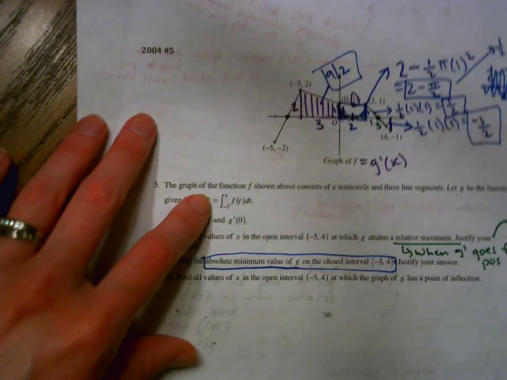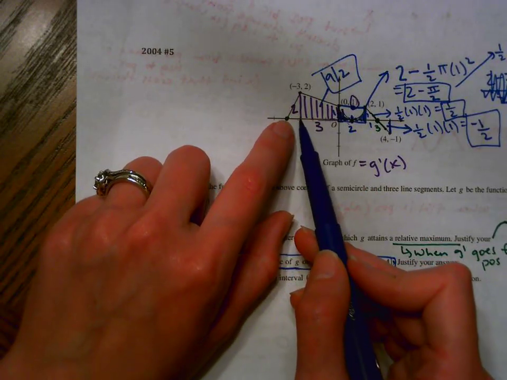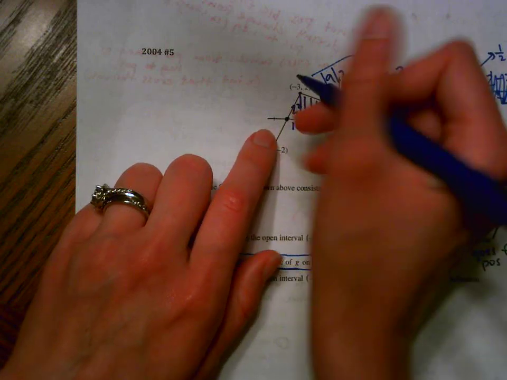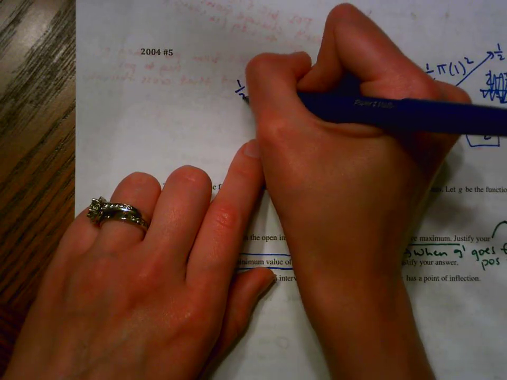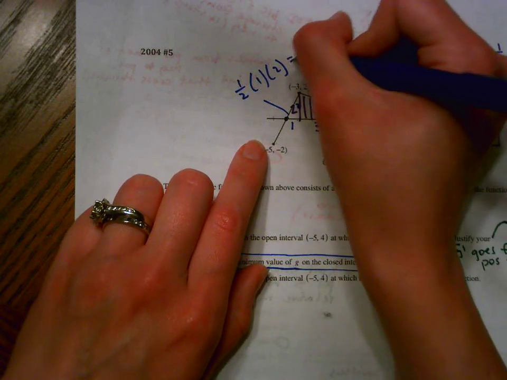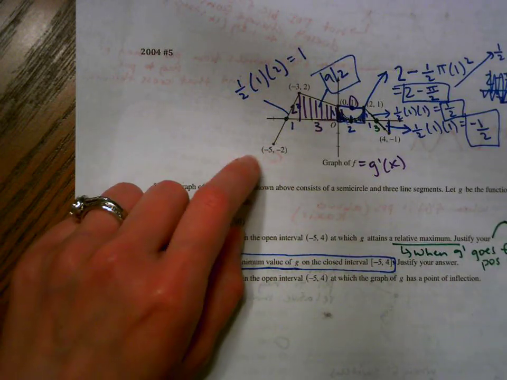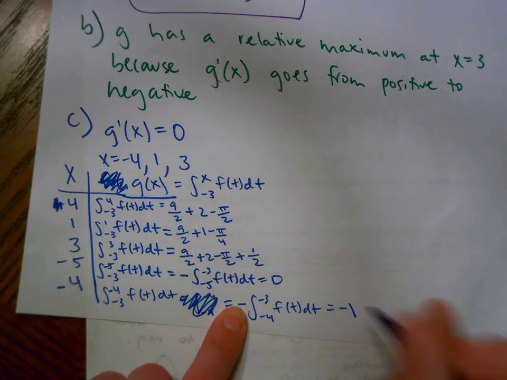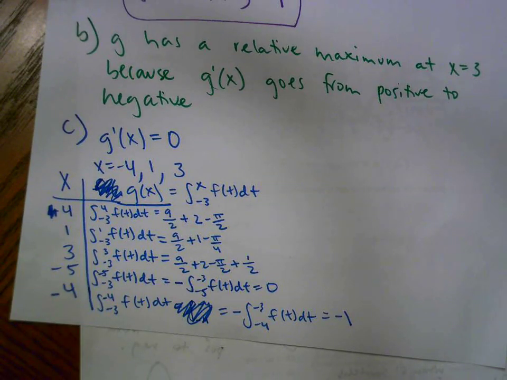So from negative 4 to negative 3, that is this triangle with a base of 1 and a height of 2. So it would be 1/2 times the base times the height, which would be 1. So the integral is 1, but we had to negate it, so it's negative 1. Okay, so we did all that.